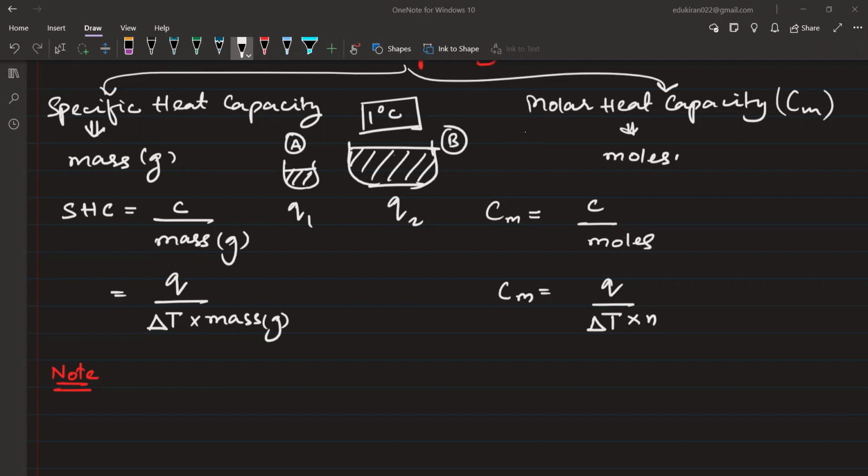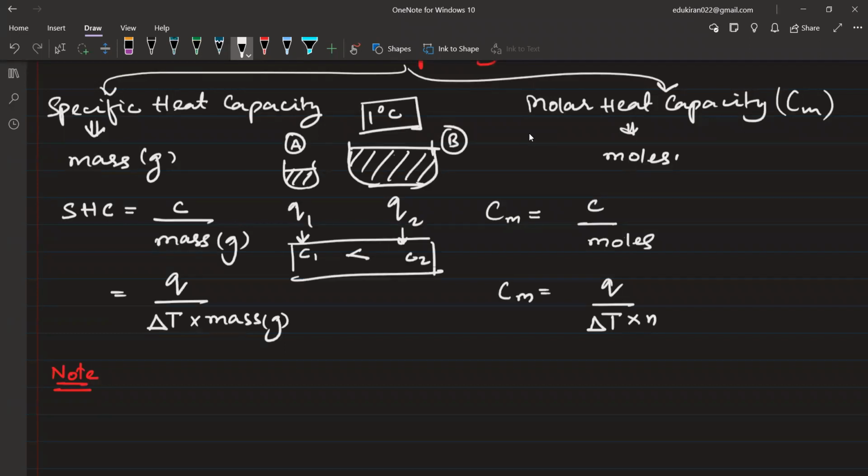Please listen very carefully. The heat required to change the temperature by 1 degree Celsius, this Q1 will be the heat capacity for A and this Q2 will be the heat capacity for B. This will correspond to C1 and C2. Is that right? Yes or no, please tell me. The heat required to change the temperature by 1 degree Celsius is known as heat capacity. Obviously, C2 will be greater than C1, because C2 is requiring more heat.